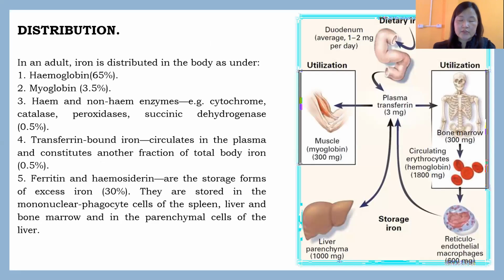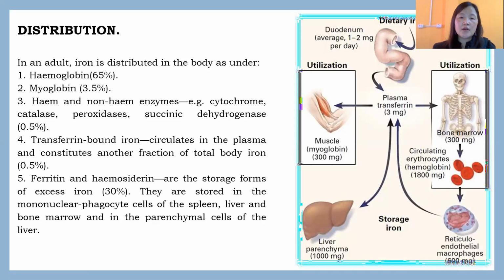So what is the distribution of iron in our body? If we talk about the distribution of iron concentration in our body, it is basically divided into two broad pools. One is the functional pool, the other is the storage pool. Functional pools are the iron which is still in use, and the storage pool is the amount of iron in our body which has been stored.